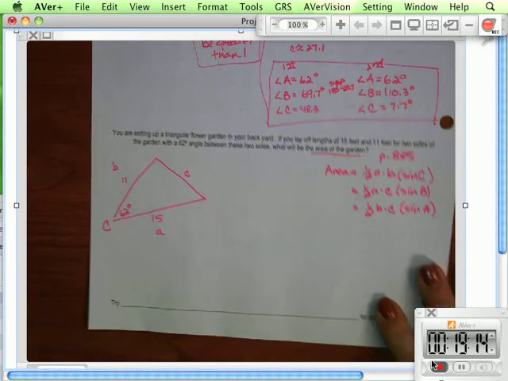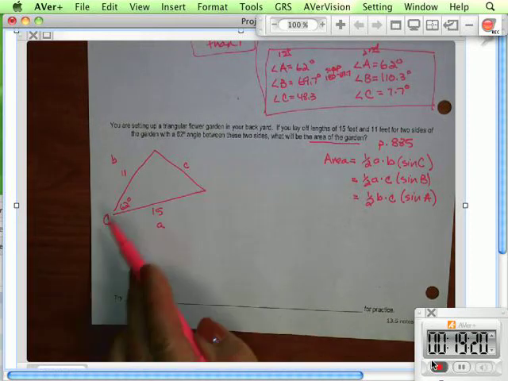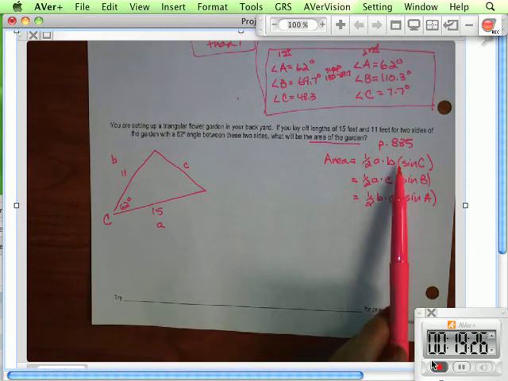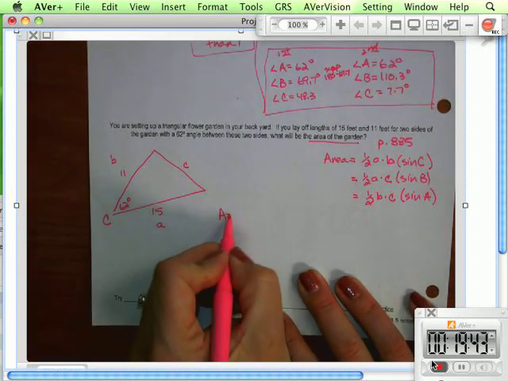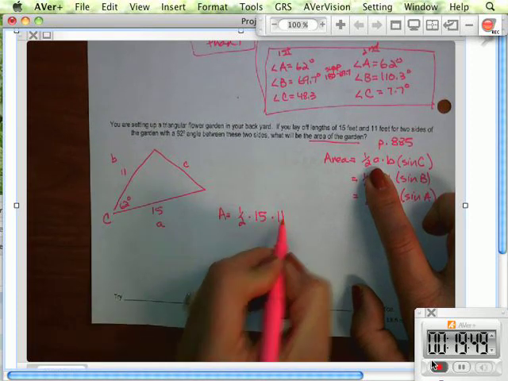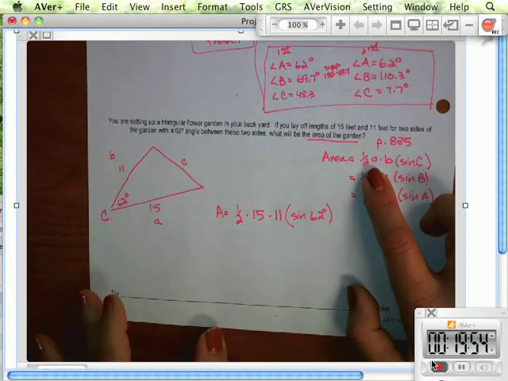So which formula would I use? This is side C and angle C. Which one would I use? The first one. I have side A and B, and I have angle C. So you just plug it into the formula. If you're having an area problem, you just look at what you're given, or you could even label it like I did, and plug it into the right formula. So I'll do that real quick. It's pretty easy. Area equals 1/2 side A, which is 15, side B, which is 11, times the sine of 62 degrees. And that's going to give me the area of that triangle.